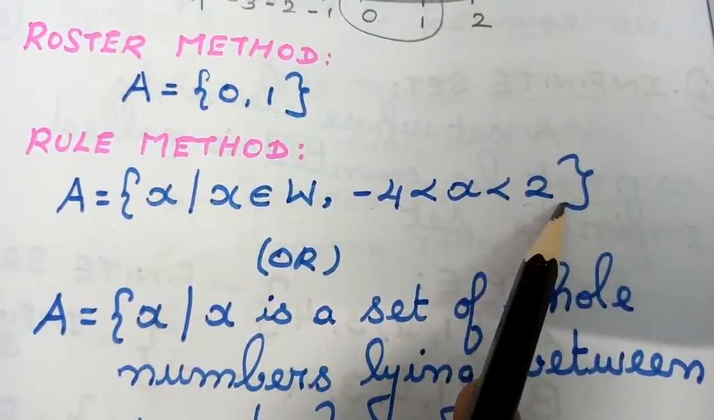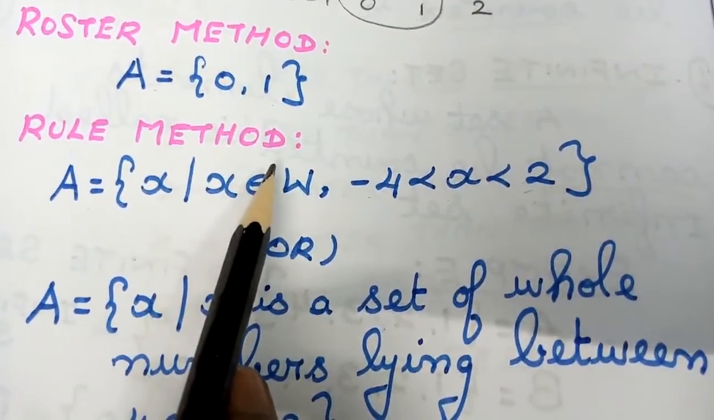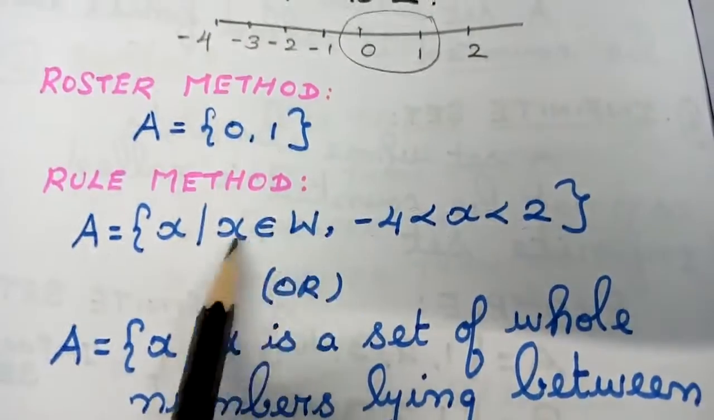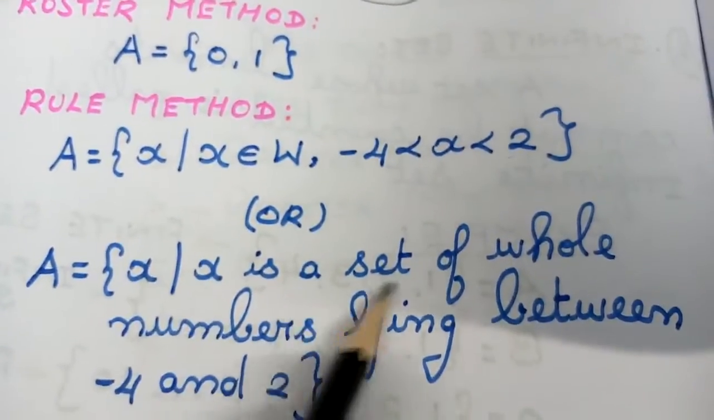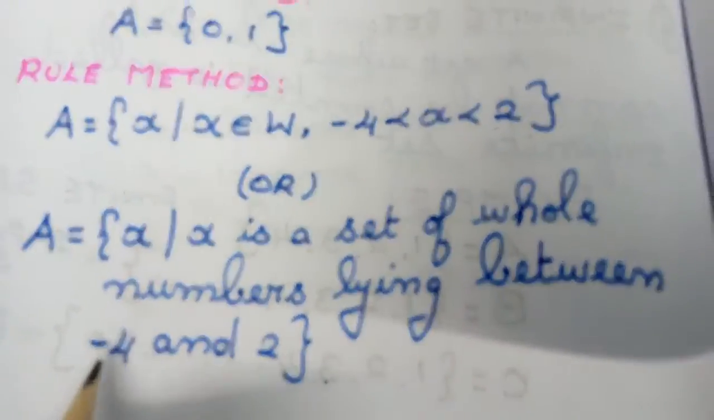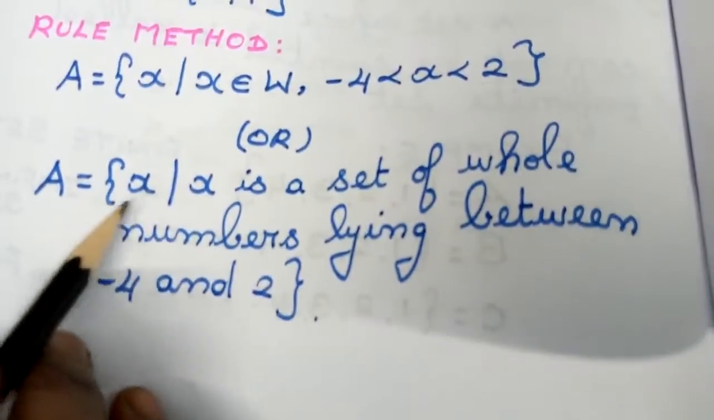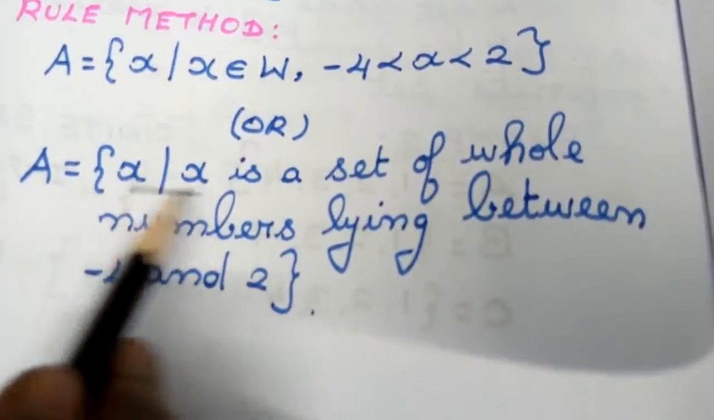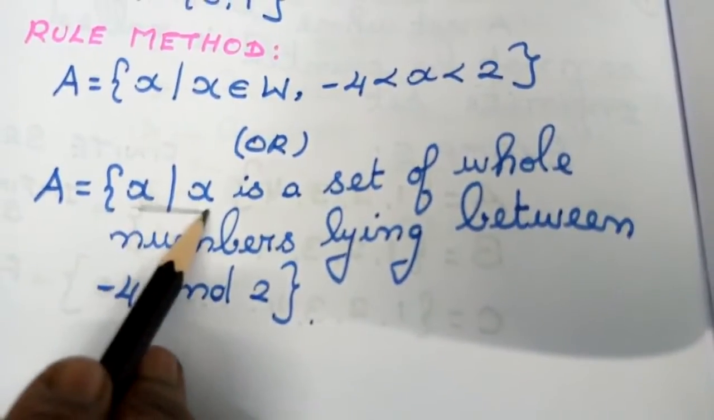This is one method of representing. This is known as rule method. The same statement written in rule method: A equals x such that x is a set of all whole numbers lying between minus 4 and 2. The same statement you can write in this way, but you have to show this particular symbolic method. So this is the main idea of rule method.